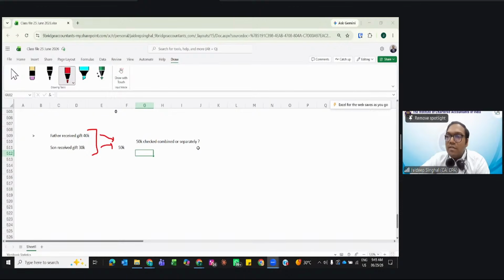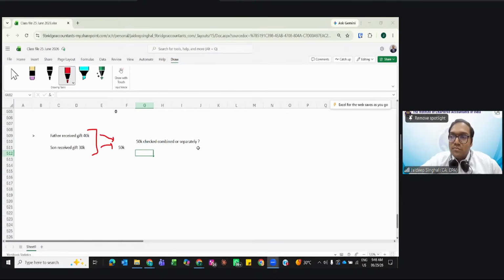No, clubbing will apply in case of whoever has the substantial interest. Normally, if one person is having the substantial interest in that company, the clubbing will apply. If both are having the substantial interest, then we will see the higher income.